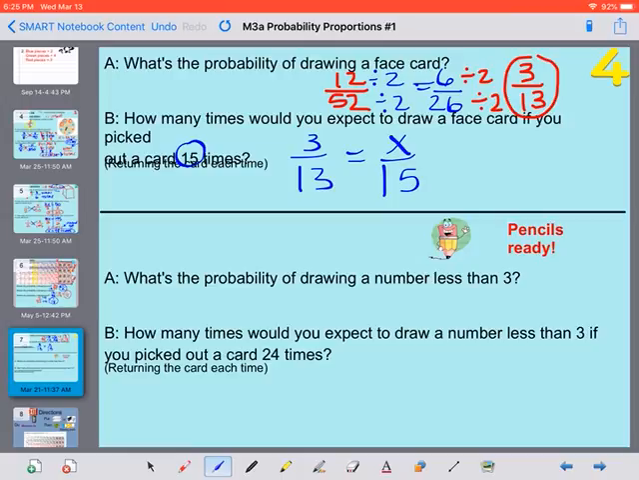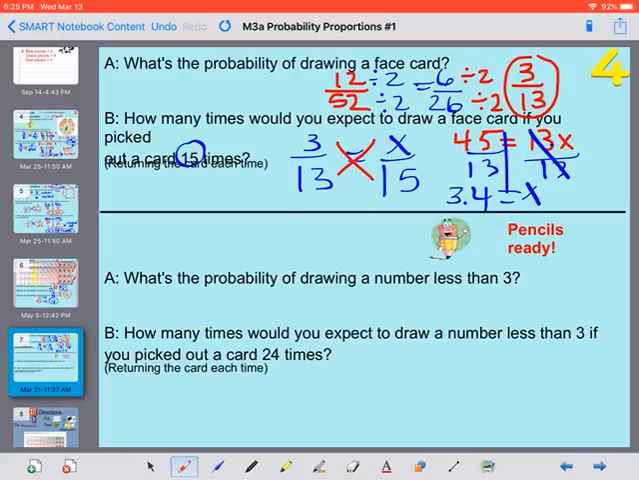So this is going to be pretty close to the actual probability here. So cross multiply, 3 times 15 is 45. 13 times x is 13x. And the opposite of multiplying by 13 is dividing by 13. 13 divided by 13 is 1. So 45 divided by 13, and we get 3.46. We can't pull a card out 0.4 times, so it's really just 3 times. It's pretty close to only pulling it out 13 times, so 15, it's not going to be much different.